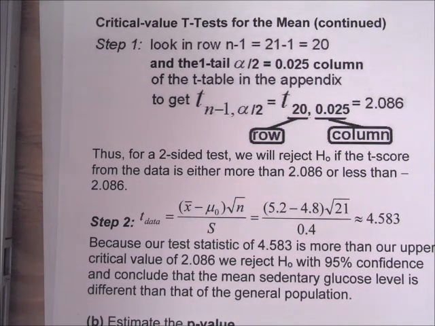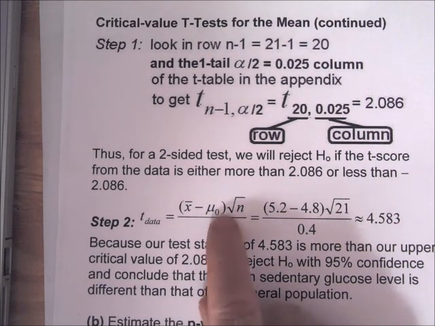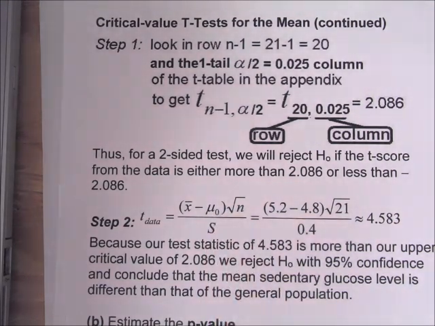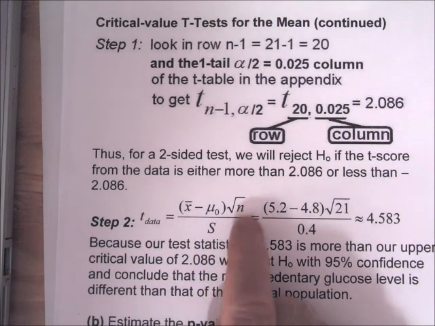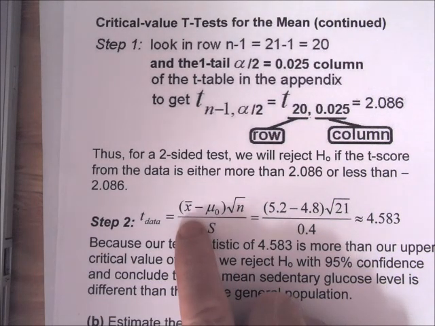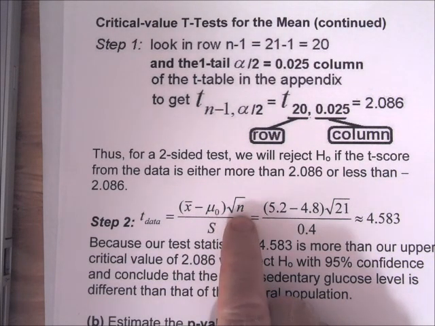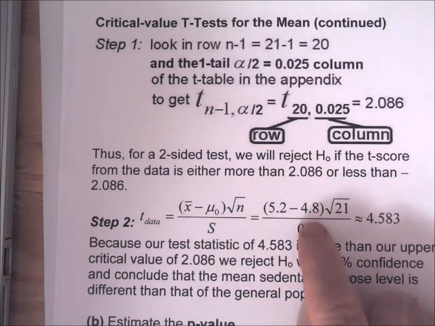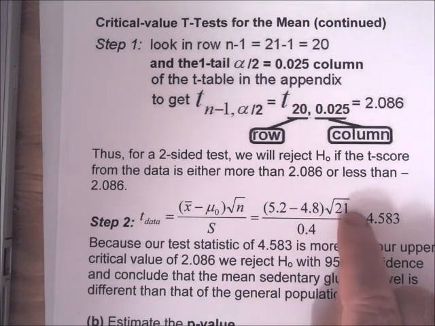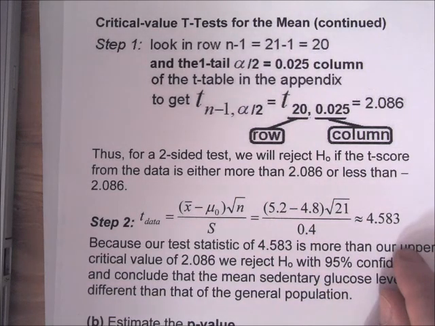almost the same formula as the z-score, except this is a t-score. It's a score minus the mean and divided by the standard deviation, but we have to adjust for the sample size also. So it's x bar minus mu naught times the square root of n over s. Fill in the numbers: 5.2 minus 4.8 times the square root of 21 over 0.4 is 4.583.